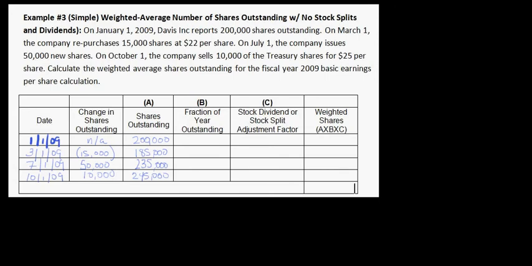So let's look at this a second. You start the year with 200,000. Repurchase 15, that gives you 185. Issue 50, that gives you 235. Issue another 10 out of Treasury, that gives you 245.